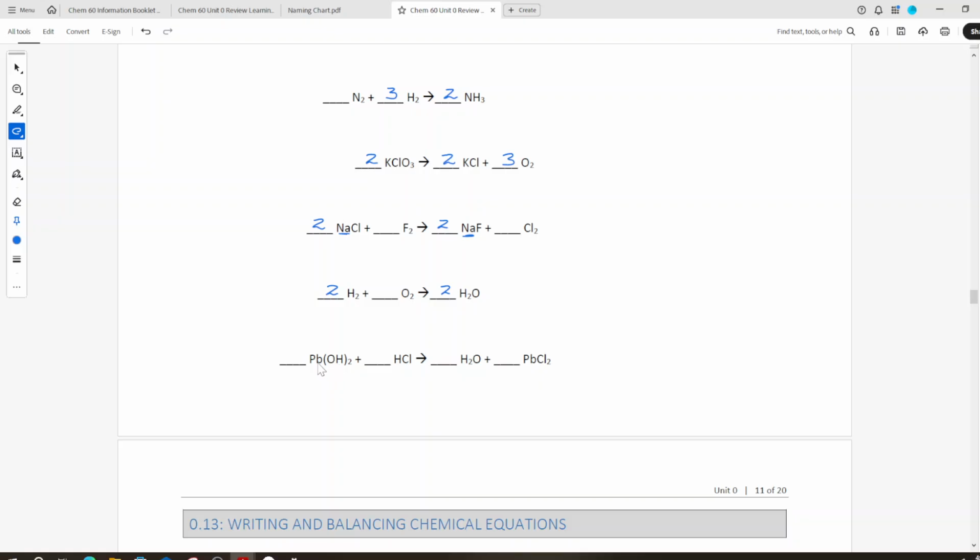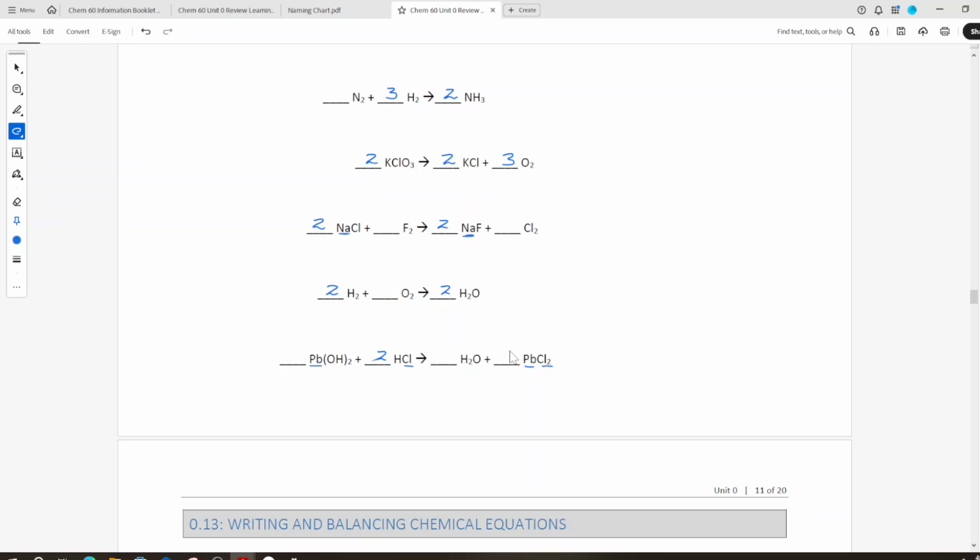All right, so now I have lead hydroxide plus hydrochloric acid goes to water and lead chloride. I'm going to start with the leads. My leads are balanced, good to go. I'm going to move on to my chlorines. My chlorines are not, so I'm going to put a 2 on this chlorine. So metals and nonmetals are balanced. Now I'm going to move on to my oxygens and my hydrogens.